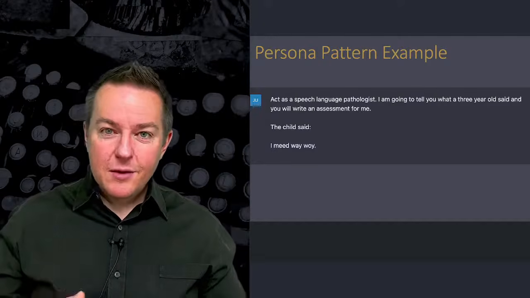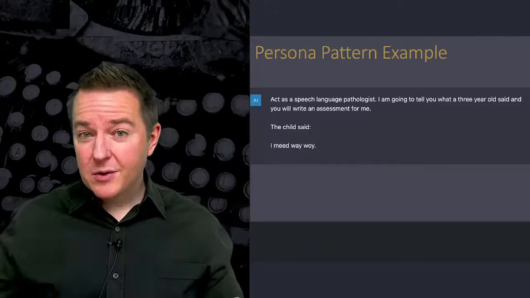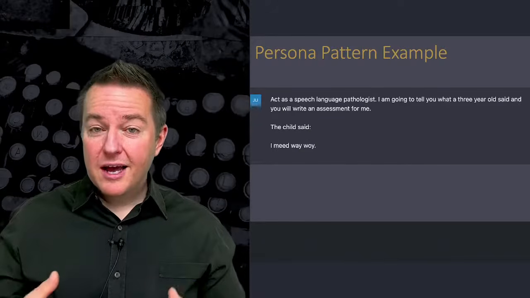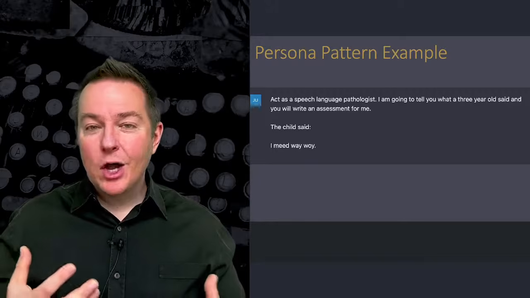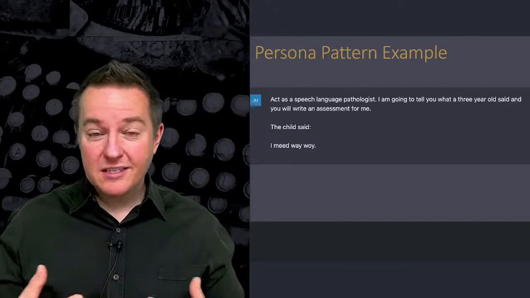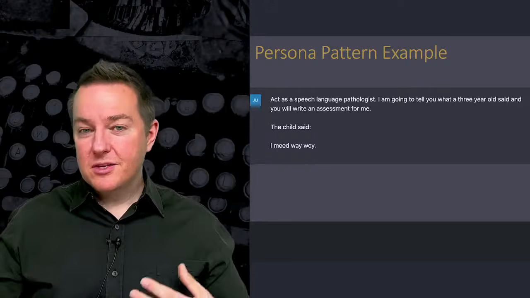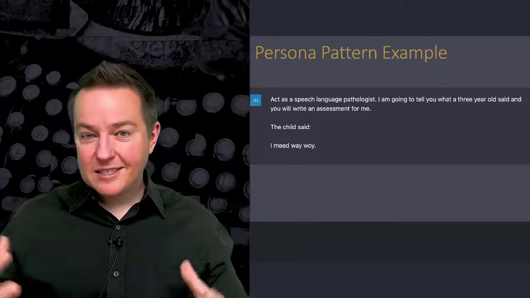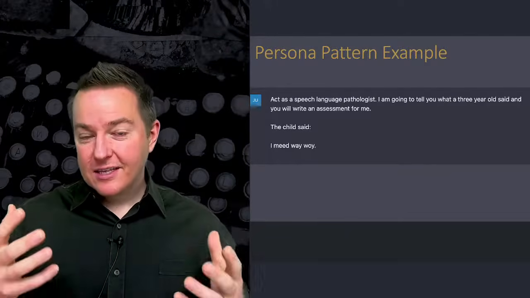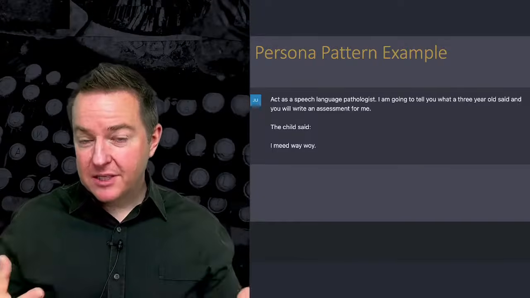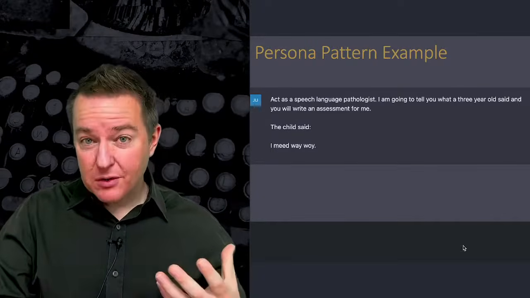Now, I'm going to give you an example. It's going to use something called the persona pattern. I'm not going to go into detail about the persona pattern at this point, but basically it's a pattern that we see all over the place. You'll see lots of different examples of this pattern out there on the internet, where people talk about using it to do lots and lots of different things. But the basic idea is you're going to ask the large language model, in this case ChatGPT, to act like a particular persona.